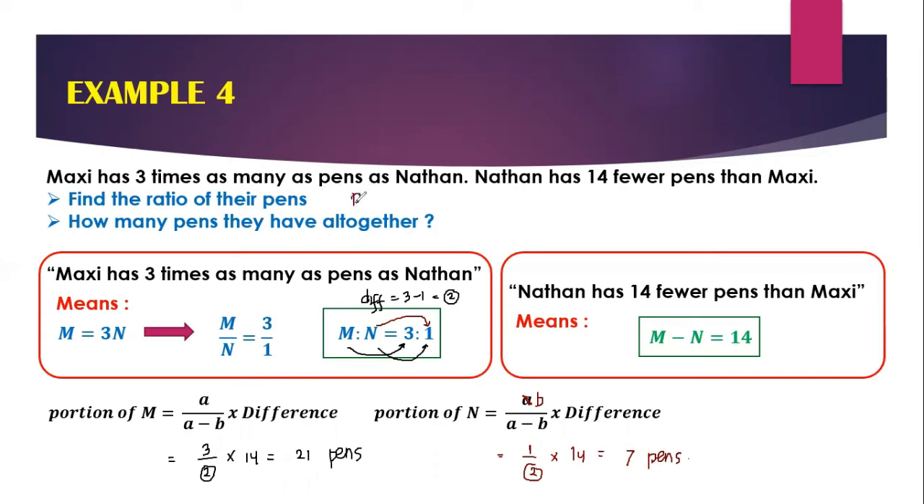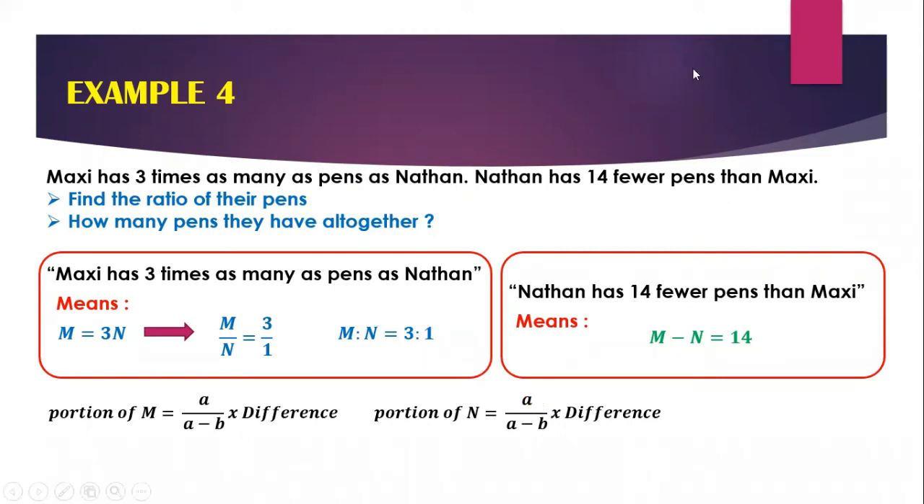So find the ratio of their pens. The ratio is Maxie to Nathan equals 21 pens to 7 pens. We'll find here 3 to 1. Question B, how many pens do they have altogether? Altogether is 21 plus 7, that's 28 pens. Very easy, right? Okay.